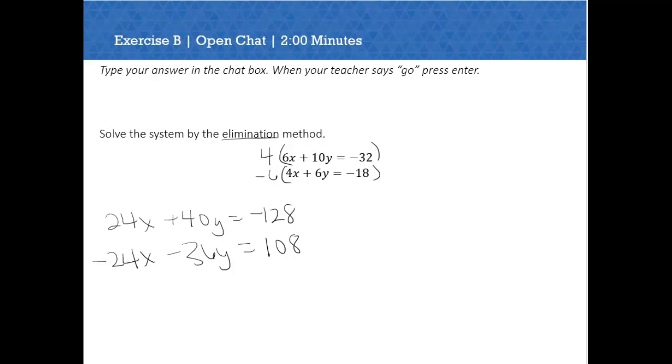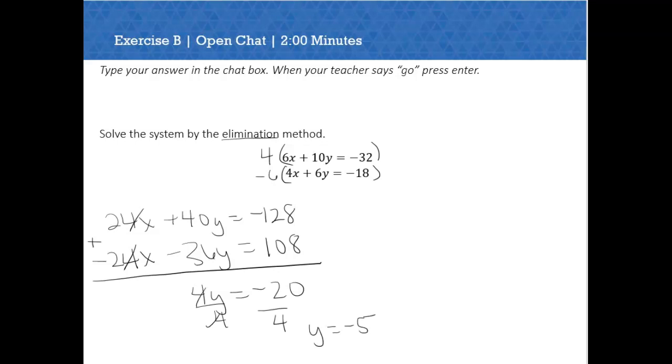So now that we have coefficients that'll cancel, we can add these equations together. And when we do that, 24x and minus 24x eliminate. That's why it's called elimination. 40 plus negative 36y is 4y. And negative 128 plus 108 is negative 20. Now we divide both sides by 4, and we get y equals negative 5. So remember, our solution is an ordered pair.